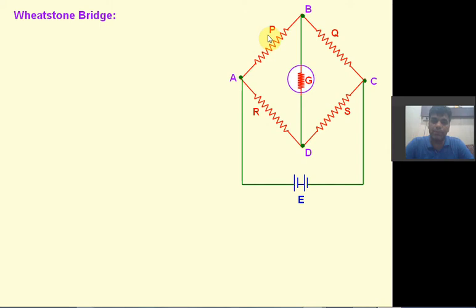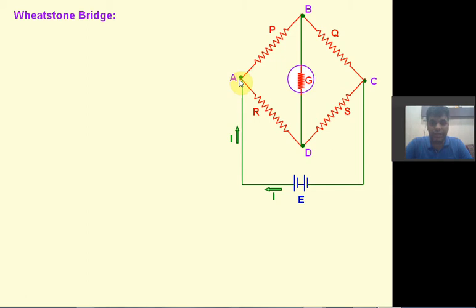We have four resistances P, Q, R, S, and here we have a battery which is connected at point A and at point C. Now a current I flows from positive potential to negative potential in this circuit. Here current I flows in this side and goes to point A.